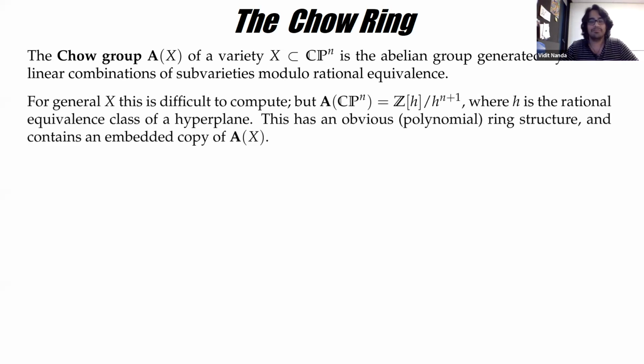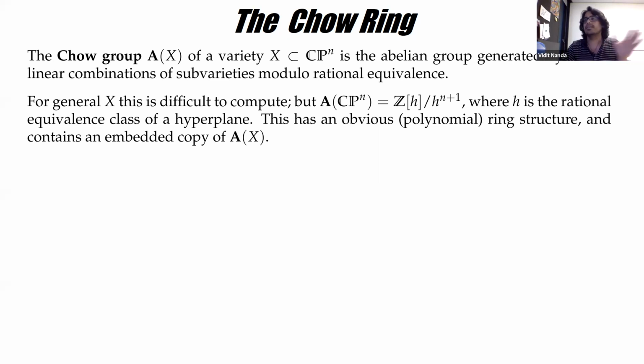Unlike homology or persistent homology, this is not easy to compute. If you handed me an algebraic variety and asked me to compute this quotient, this Chow group, it would be difficult. But for complex projective space itself, it's really nice. It's this polynomial ring where you quotient out by degree n plus 1 polynomials. So a very nice polynomial ring.